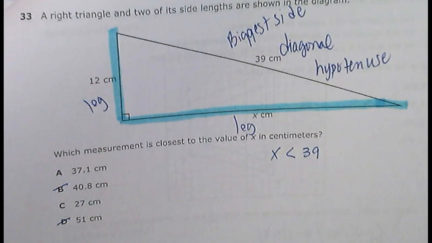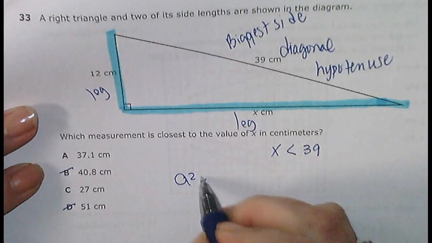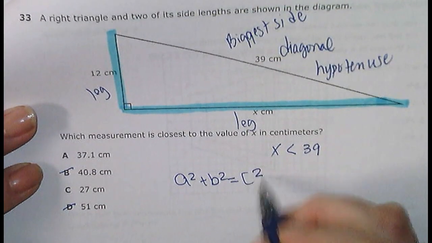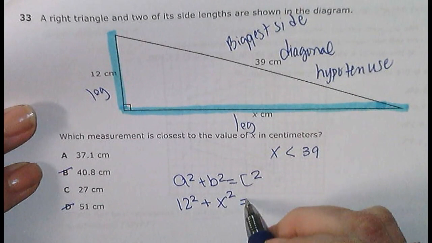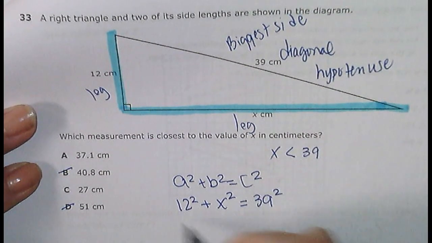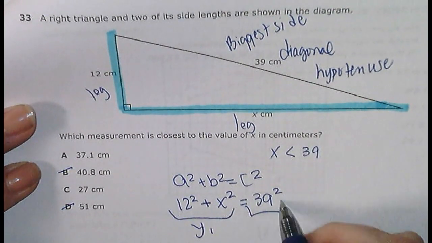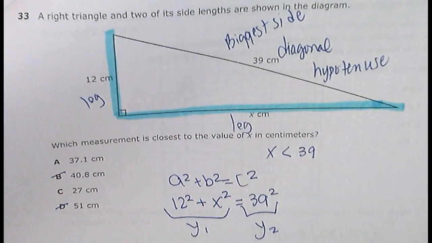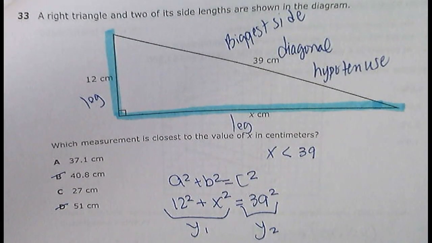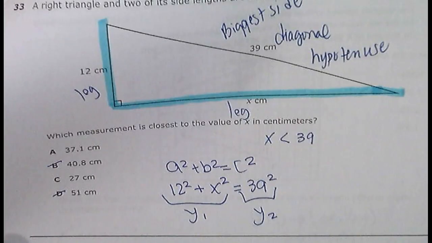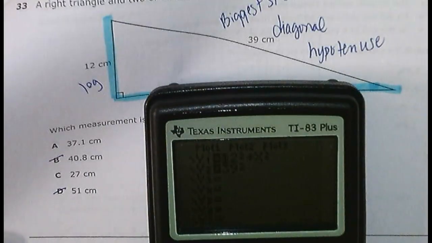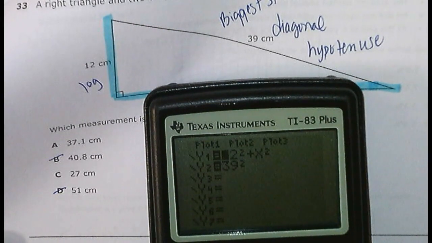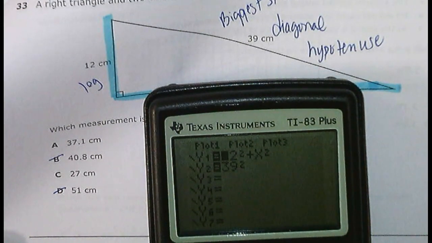So I'll use my calculator. I'm going to do a squared plus b squared makes c squared. And I'll do 12 squared plus x squared equals 39 squared. I'll put all of this in Y1 and all of this in Y2. So I'm going to put the left side in Y1 and the right side in Y2. Would it matter? No, but I tend to be a creature of habit, and I tend to put the left first and the right second. I've already typed it in for you so we can speed up this video. So I've typed it in: 12 squared plus x squared equals 39 squared.